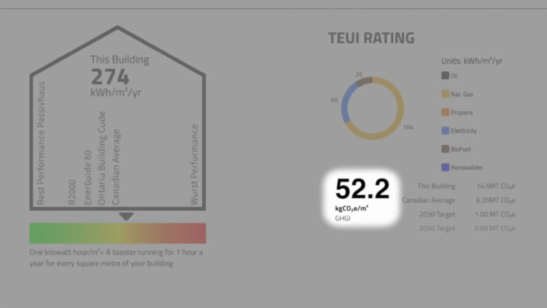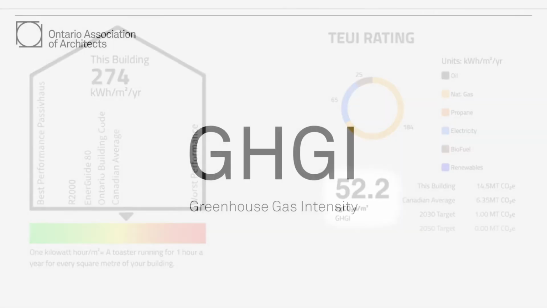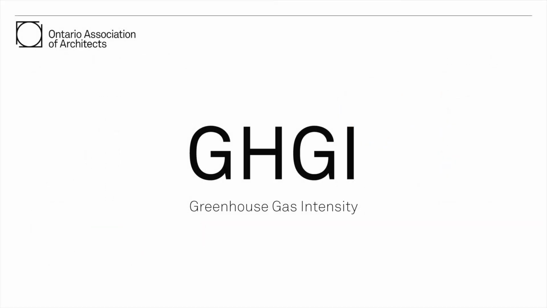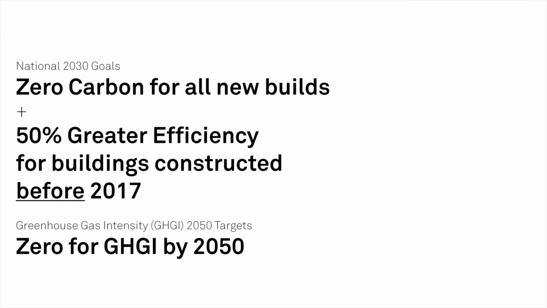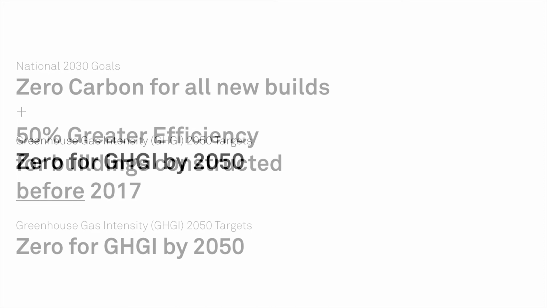Next, we can look at the GHGI figure, which stands for greenhouse gas intensity, or carbon emissions as a function of a unit of building area or square meters. Let's remember that our national goal is to be at net zero carbon for all new buildings for 2030 and 50% more efficient for all buildings built before 2017 by the year 2050.